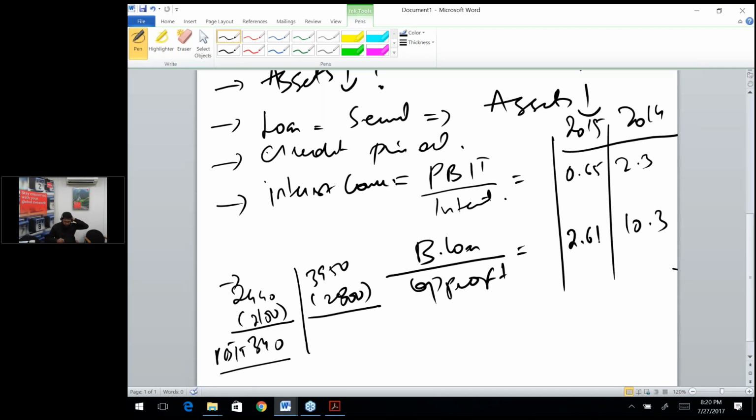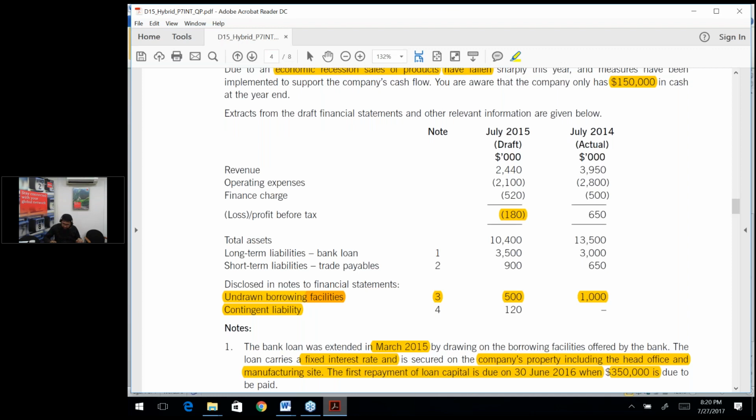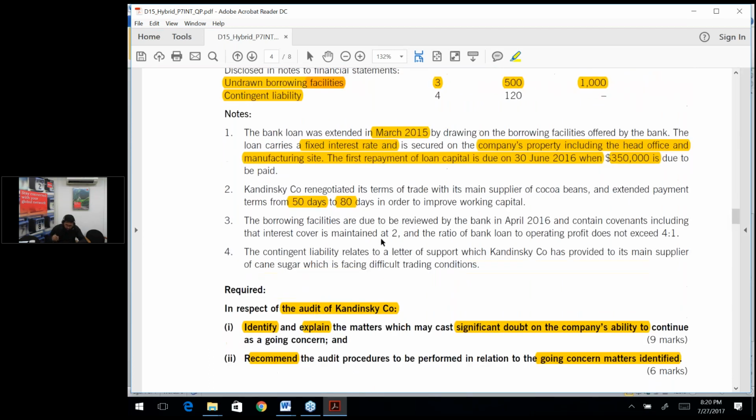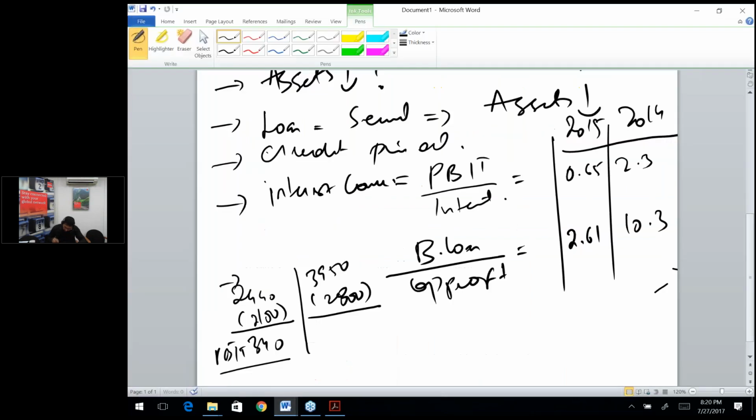Okay, now see, here we are breaching the bank's covenant also. The bank had requested us to have interest cover maintained at 2. It's not maintained at 2 anymore. And the bank loan to operating profit should not exceed 4:1. So how much is it? Okay, sorry, it's the other way around. It's 10.3 here and it is 2.61 here.